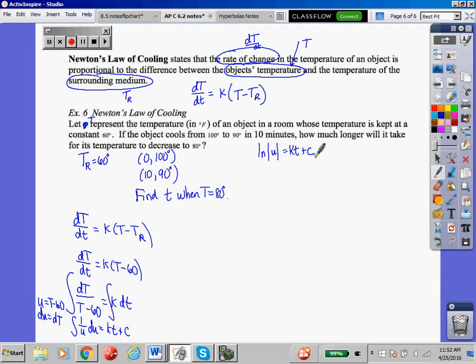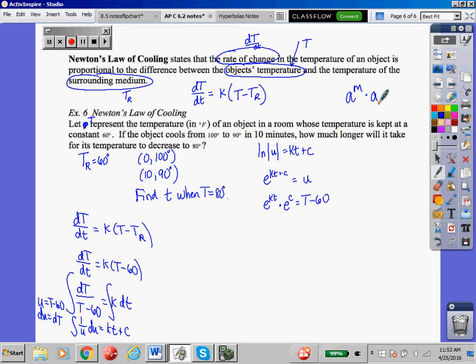Now, we worked on this last time, on Thursday. What you're going to have to do is, this is a logarithmic equation, and I need to convert it to exponential form. So this is going to go e to the kt plus c power equals u. But what was u? T minus 60. Okay, then you also remember that this is actually e to the kt times e to the c, and that's t minus 60. Okay, this was that exponent property.